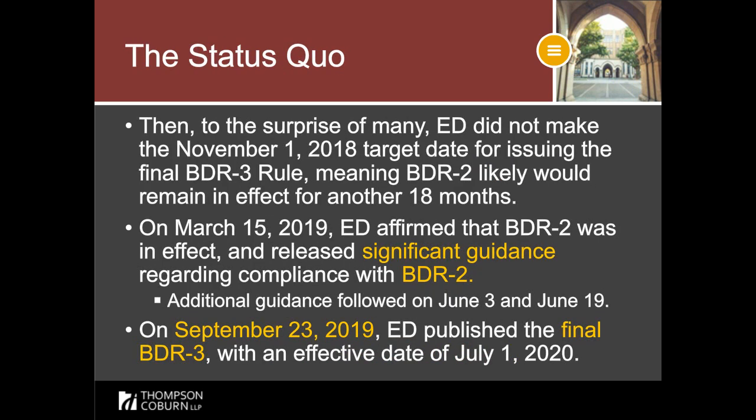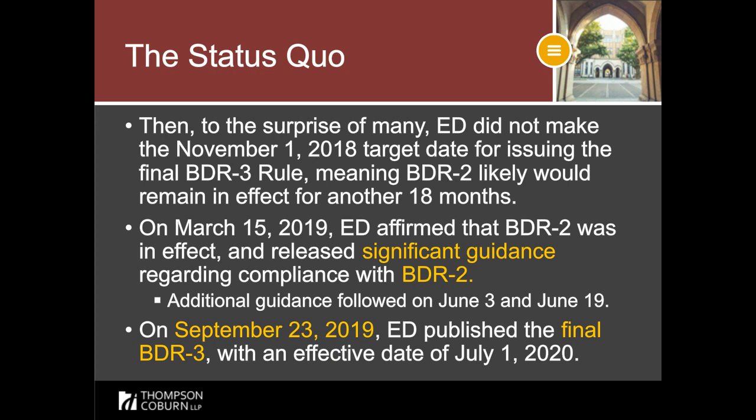To the surprise of many, the department did not make that target, right? Meaning that BDR-2 would become effective for at least 18 months, right? That's what we knew at that point. And then there was this several-month period that went by where everybody was sort of saying, well, okay, BDR-2 is in effect, but what does that mean? Like, how do we implement it?